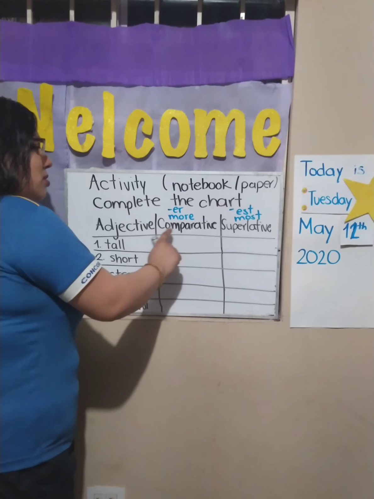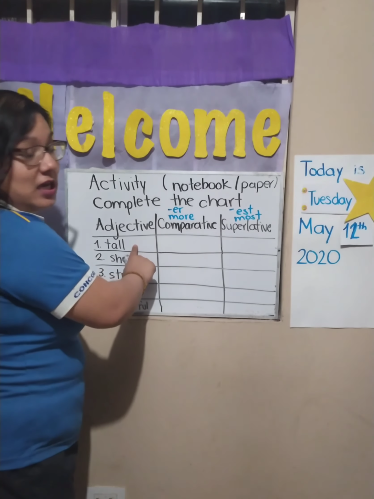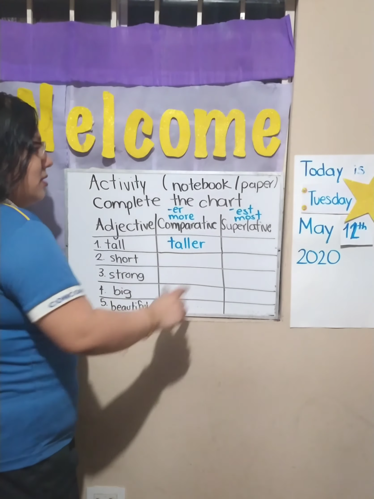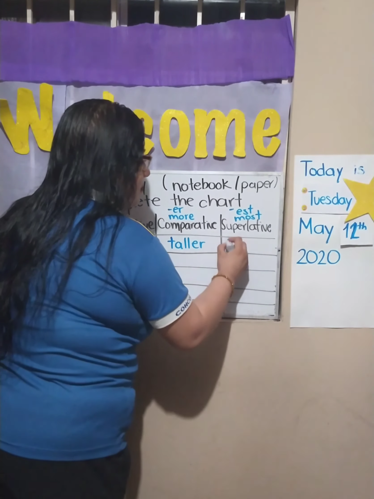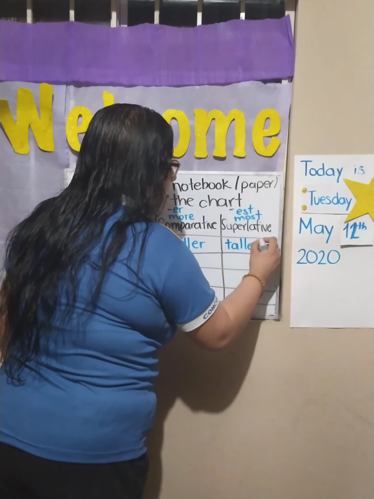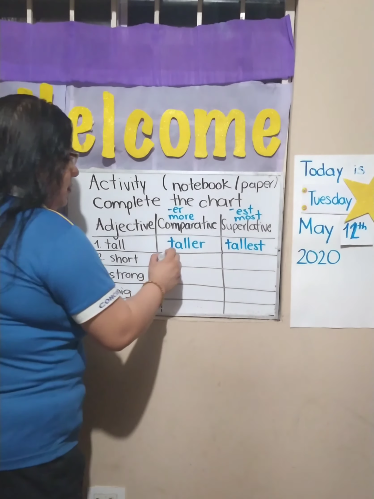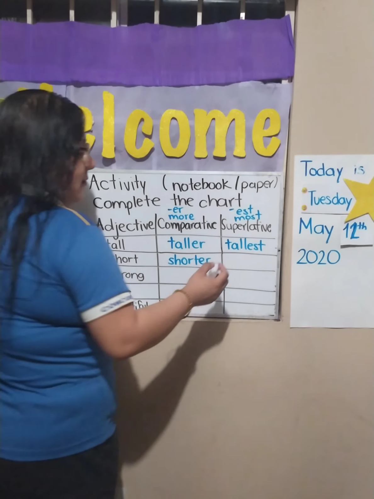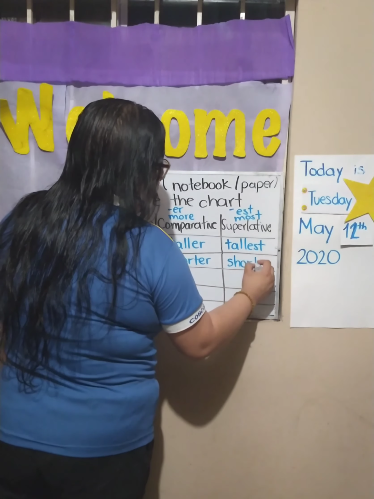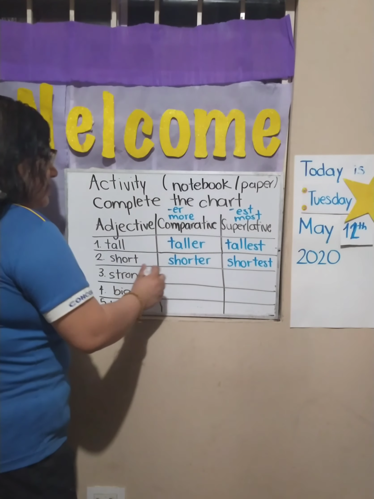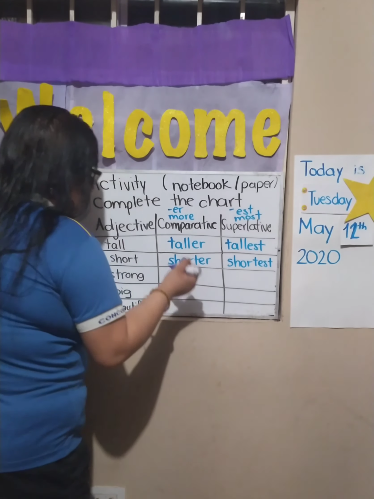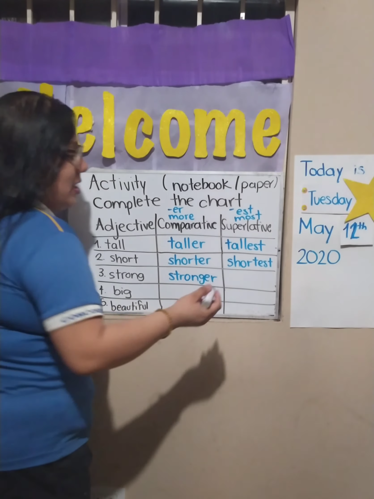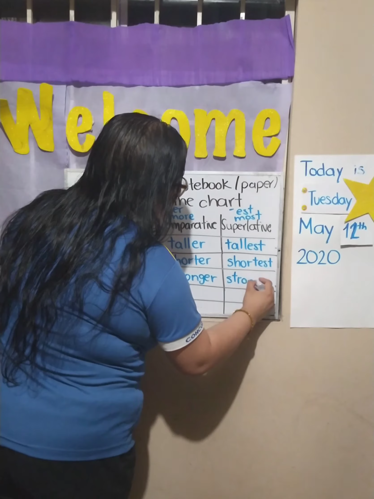Number 1, tall. Comparative form of tall. We add ER. Tall and taller. Superlative form of tall. Tallest. Short. Shorter. Superlative form. Shortest. Strong. We add ER at the end. Stronger. Superlative form. Strongest.